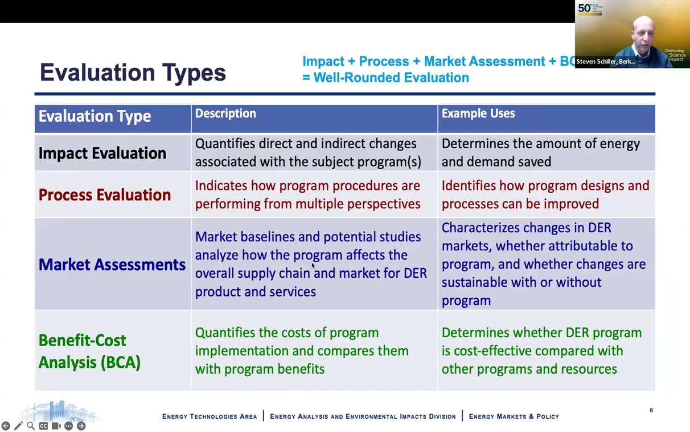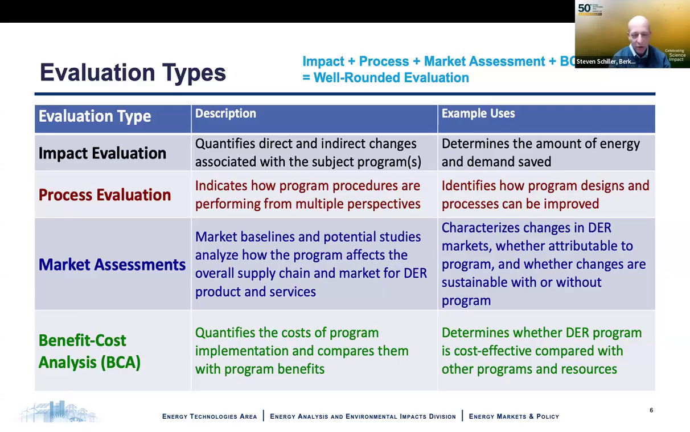So the types of evaluations that exist out there are 4 general categories. We're going to be focusing today on the impact evaluation and then the benefit cost analysis. Impact evaluation is the one most of us think about. It's really quantifying the direct and indirect changes associated with the program. For example, how much energy was saved. Process evaluation is looking at how the program's working. How are the processes? Is it working well from the consumer, from the contractor, from the administrator's point of view? Basically, it's there to improve the program and make it more effective.